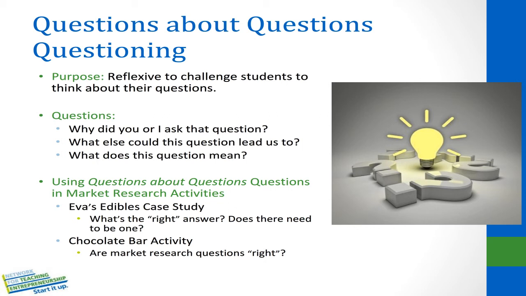In Ava's Edibles case study, you can actually have students identify and think about whether Ava's even asking the right question. Are those the key questions that she needs to answer in order to assess her market? Similarly, in the chocolate bar activity, part 1, you can have students analyze the questions that they develop for their surveys. In some classrooms, teachers choose to have students do different questions, and so you can actually have student groups reflect on each other's questions and ask them questions about their questions.